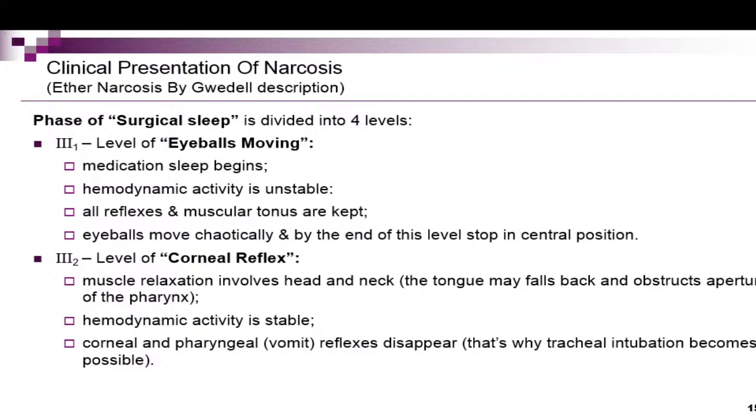Second level, or third stage, is a level of corneal reflex. Muscle relaxation involves head and neck. The tongue may fall back and obstruct the aperture of the pharynx. The patient may have hypoxia, acute hypoxia, so the anesthesiologist must intubate the patient before second level of surgical sleep. Hemodynamic activity becomes stable, corneal and pharyngeal reflexes disappear.